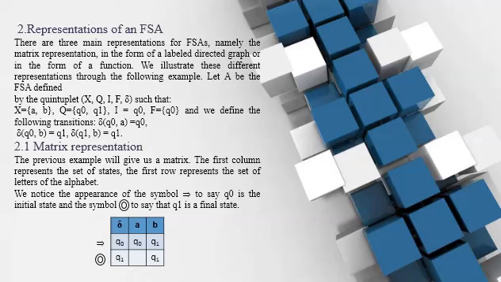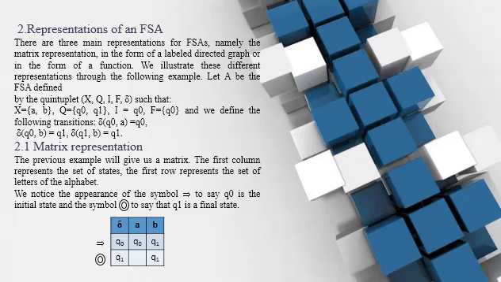Let it be the FSA defined by the quintuplet (X, Q, I, F, sigma), such that X equals {a, b}, Q equals {q0, q1}, the initial state is q0, while the final one equals q0, and we define the following transitions. Sigma(q0, a) equals q0. Sigma(q0, b) equals q1. Sigma(q1, b) equals q1.